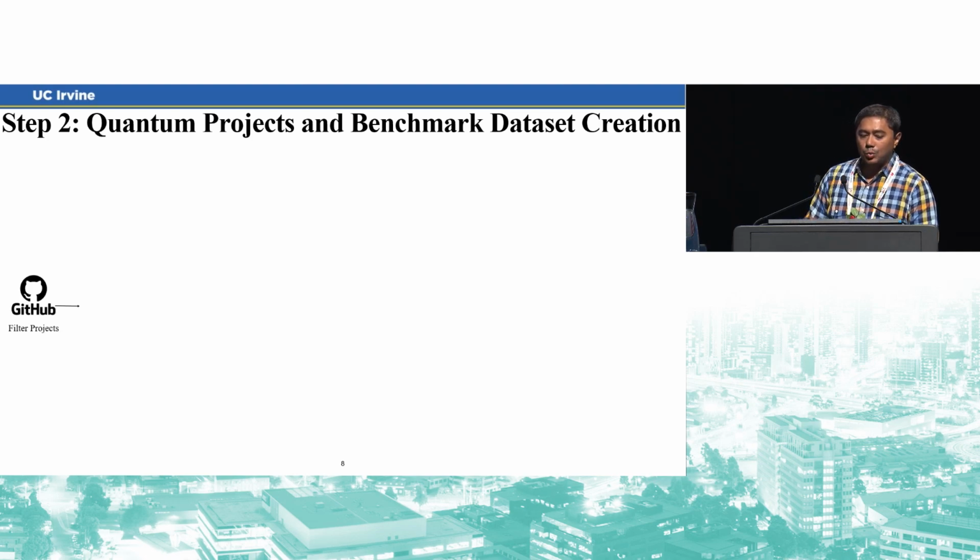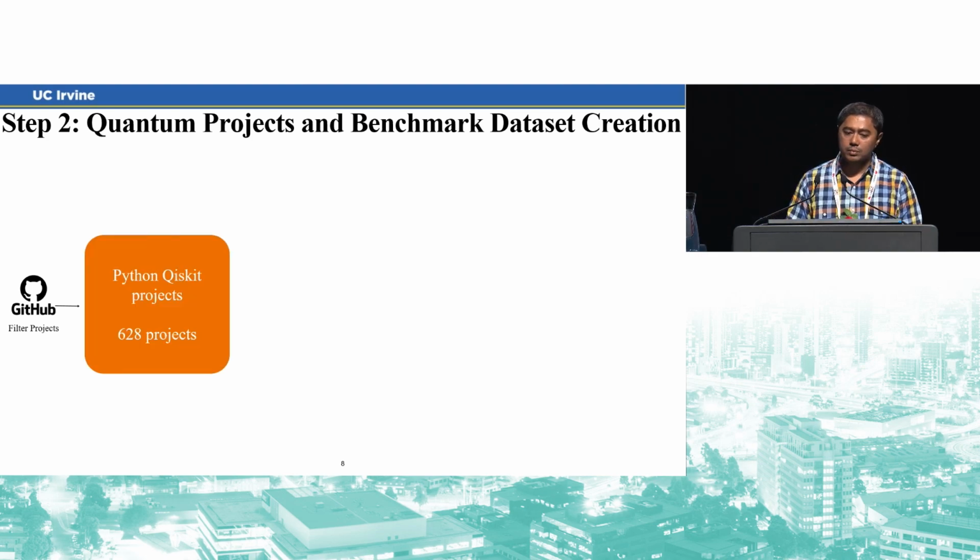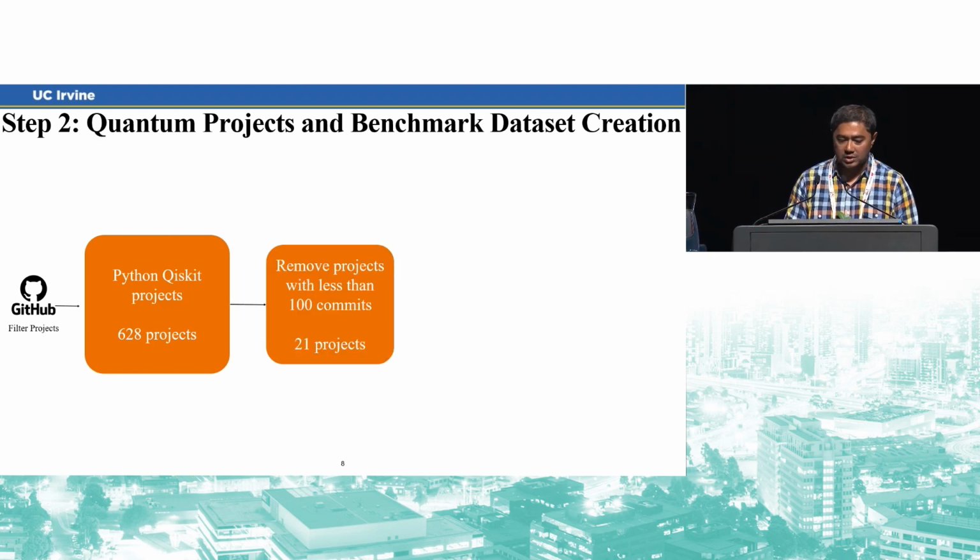Now, as I mentioned, one of our goals was to build a tool and evaluate it on some data set. We needed to curate our data set because no such data set existed. So we started by going to the obvious place, GitHub. We looked for Python projects that use the Qiskit library. The reason we selected Qiskit is because it's one of the most frequently used quantum libraries or frameworks. We searched and found 628 projects, not so much.